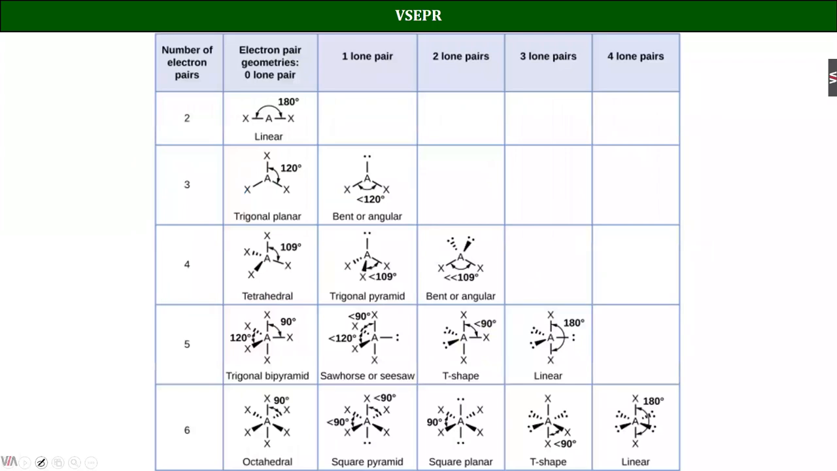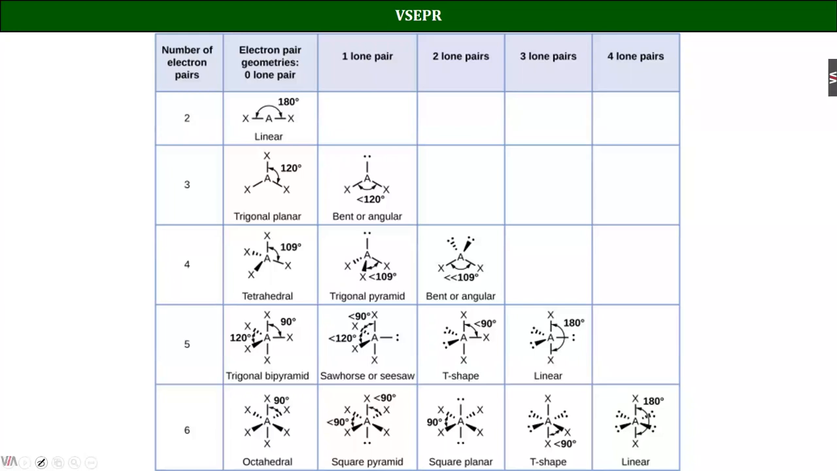Right, so this graphic just has all of the different possible names. Again, this is why it can be advantageous to get used to using those wedges and dashes, because you don't need to remember all of these, because this first column are the names of the basic geometries. And then all these other ones are, okay, if I start replacing things with a lone pair. So if I have six electron domains, six things taking up space, and one of them is a lone pair, you get something that looks like a square pyramid, a four-sided pyramid, right?